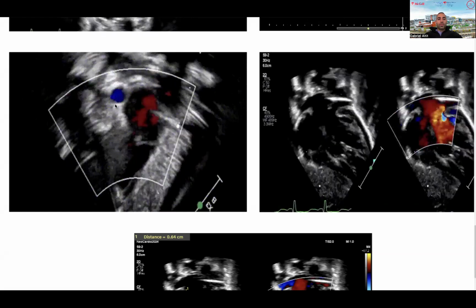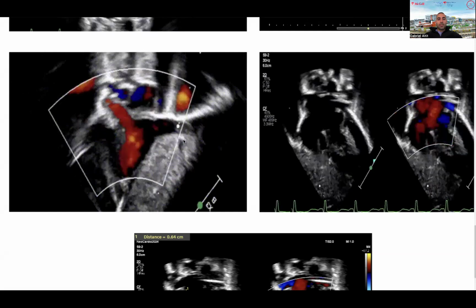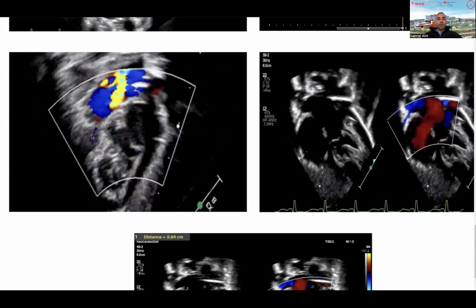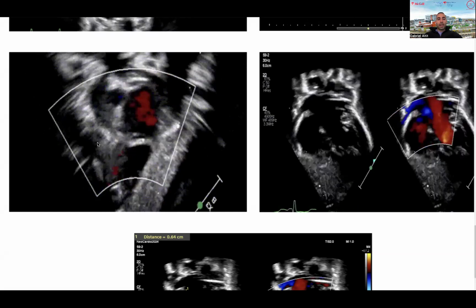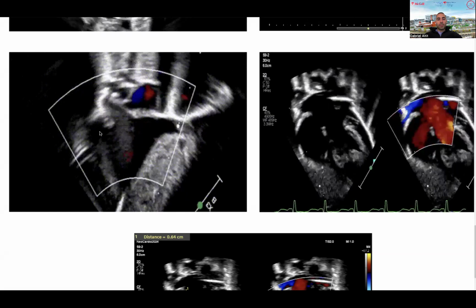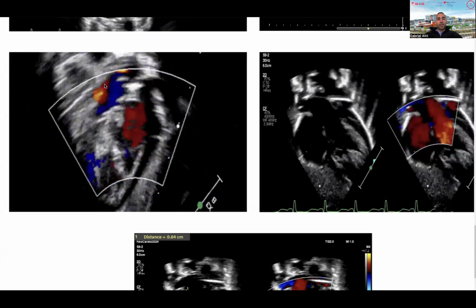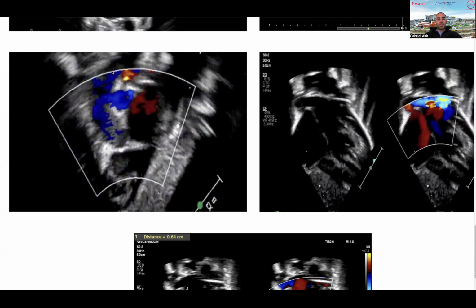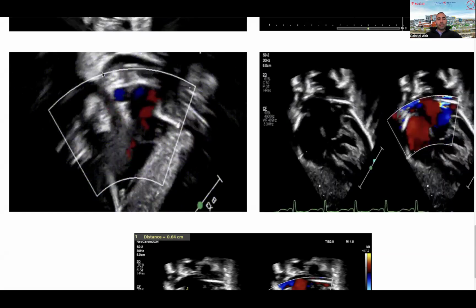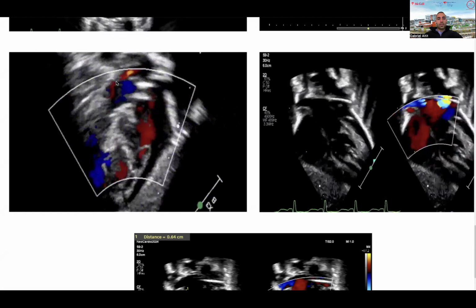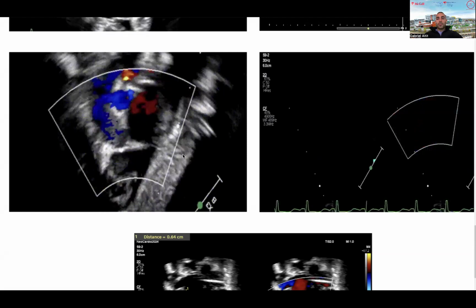So now if we start from the beginning, we see the SVC and IVC in the bicaval view, and eventually we see the RV outflow tract, and then the signs of acceleration. So bicaval view, as we sweep, the RV outflow tract acceleration, and we even see a bit of the PDA towards the end. We'll see it here. It's this red flow here.